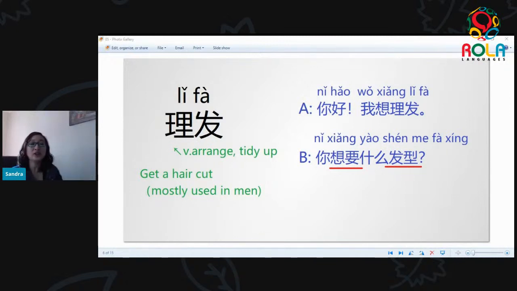Over here we have a little dialogue to help us understand this a little more. Person A asks, 你好，我想理发。And person B, I'm guessing he's a barber, says, 你想要什么发型？Over here, underlined in red, we have two new words. One is 想要, and the next one is 发型. We're going to look at them separately. First one, let's talk about 想要.